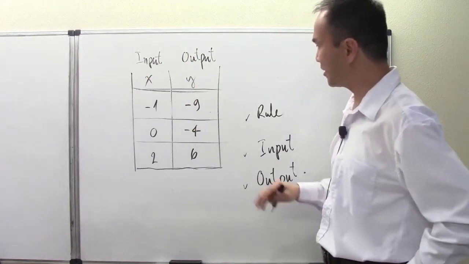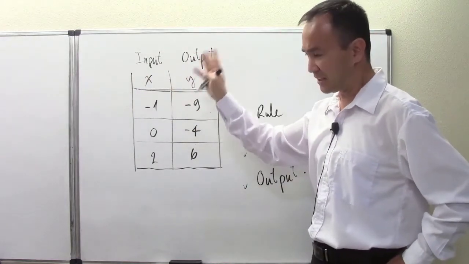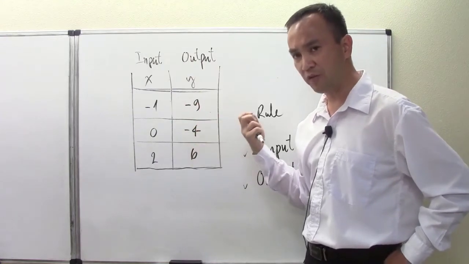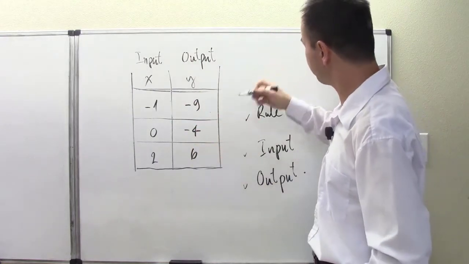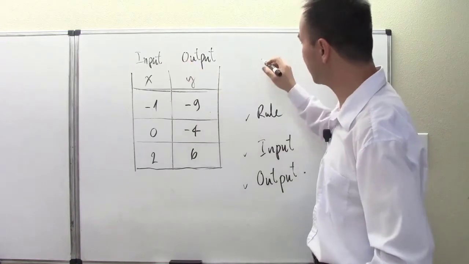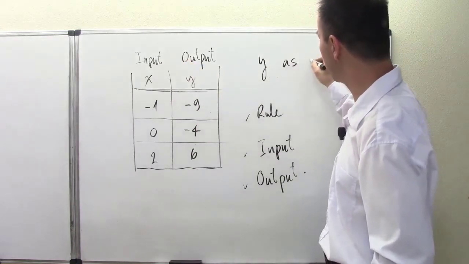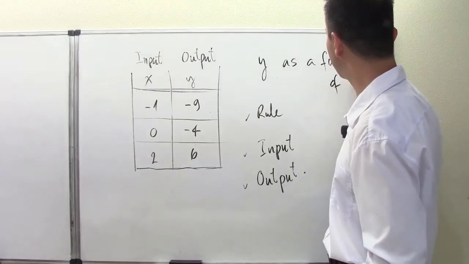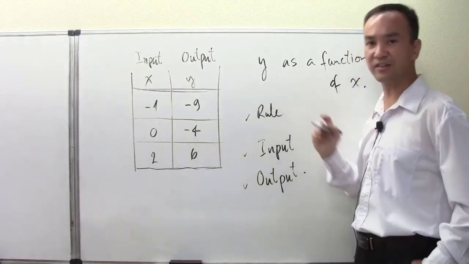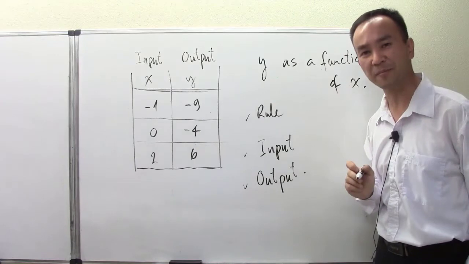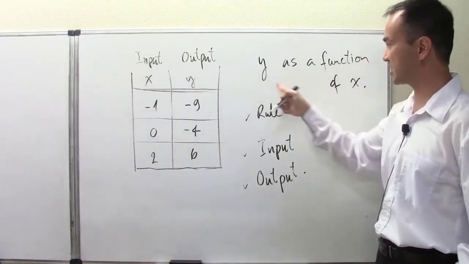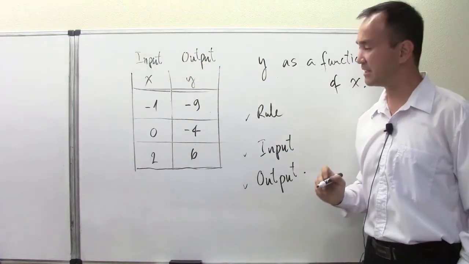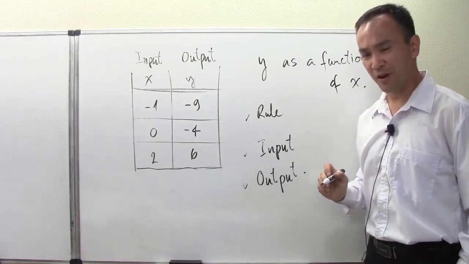Okay, and then with those tables representing a function that we already knew was a function, here we're saying y as a function of x, and we've learned that in the earlier lesson as well. This way of saying y as a function of x is because y is the output and x is the input.